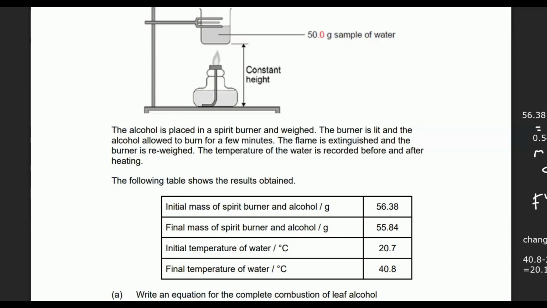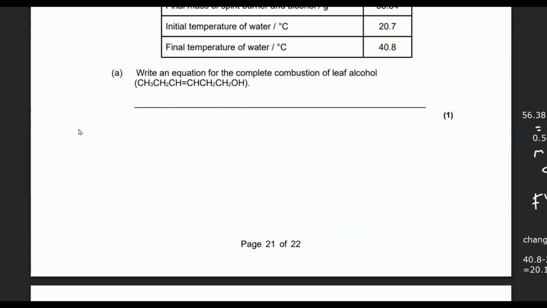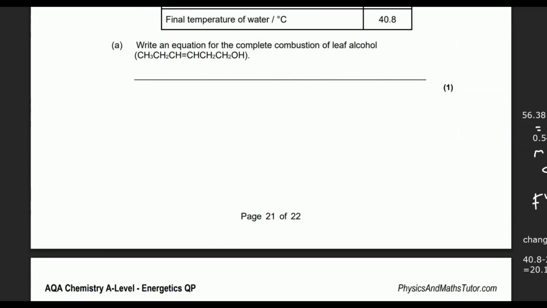All right, let's go down and read the question. Write an equation for the complete combustion of leaf alcohol. I'll probably make a mistake here because I probably can't add it up. How many C's have we got? One, two, three, four, five, six. I swear that's six. How many hydrogens? One, two, three, four, five, six, seven, eight, nine, 10, 11, 12. Okay, I could do that, but then it doesn't look like alcohol, so I could do this as well. Both are correct. Don't worry yourself.